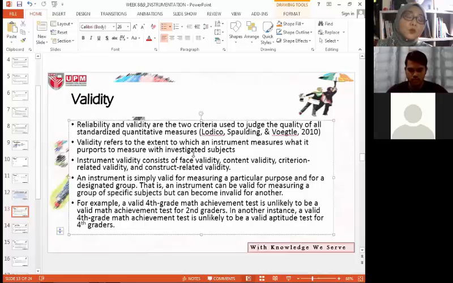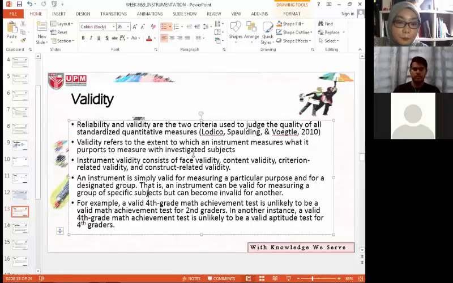So that's why when you choose your instrument, you have the original version first, and the second step is that you need to adapt. The original version was probably implemented for another group. But now you want to implement this instrument with your selected group, for example, among students. So you need to make sure that each item in the instrument is applicable for your study. Meaning that you need to adapt, that is, to change according to your respondents.